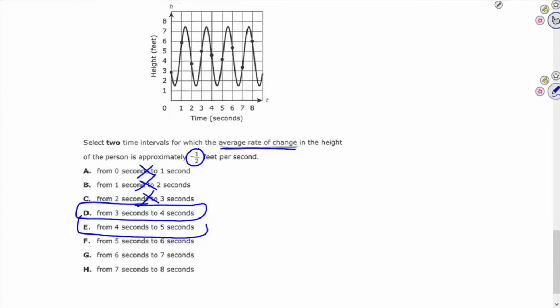From 5 to 6, it's positive, not negative 1/2. From 6 to 7, the slope is like a negative 2-ish. From 7 to 8, it's positive. So it's just in those 2 intervals do we get an average rate of change or a slope between those 2 points of about negative 1/2.